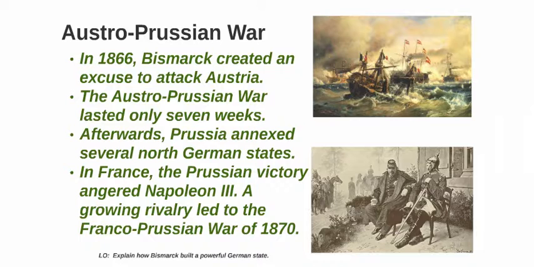So now we'll look at the Austro-Prussian War. In 1866, Bismarck created an excuse to attack Austria. The Austro-Prussian War lasted only 7 weeks. Afterwards, Prussia annexed several North German states. In France, the Prussian victory angered Napoleon III. A growing rivalry led to the Franco-Prussian War of 1870.